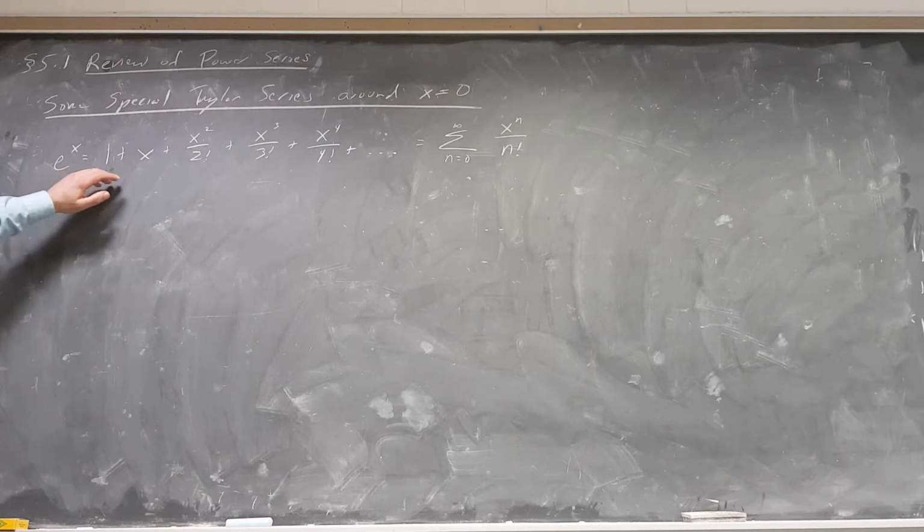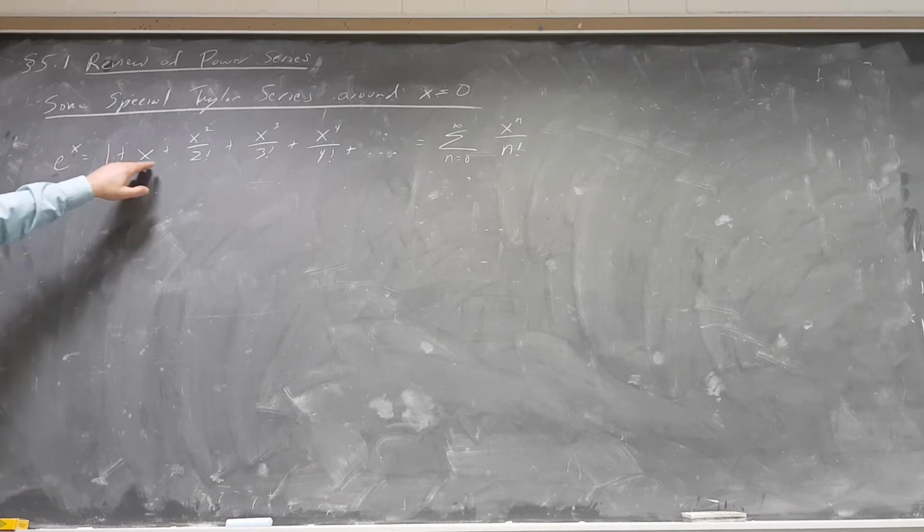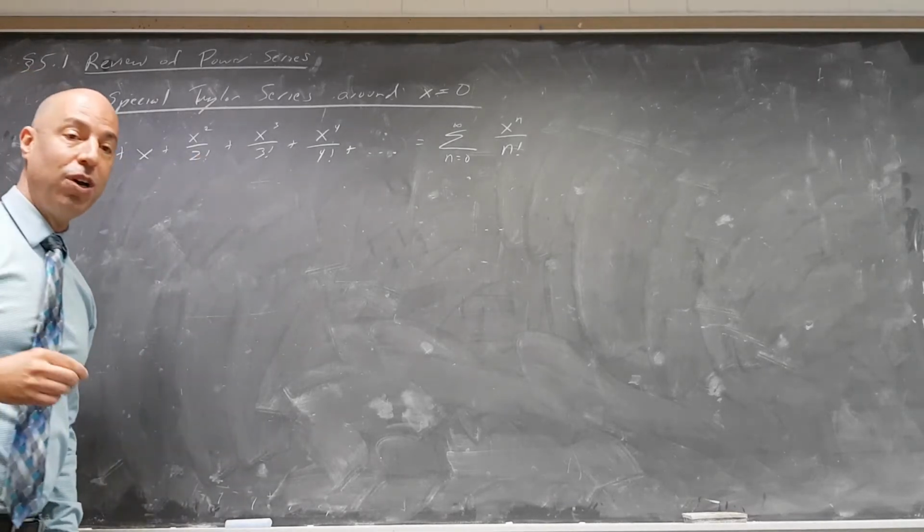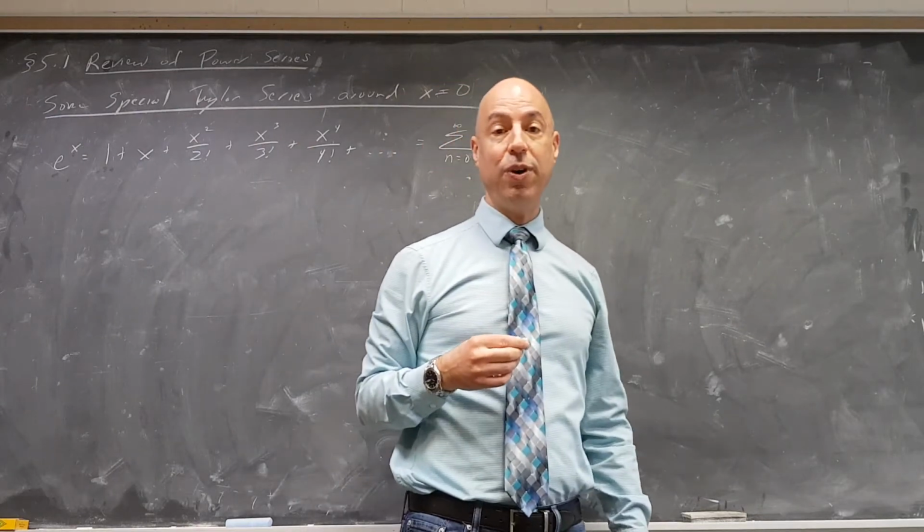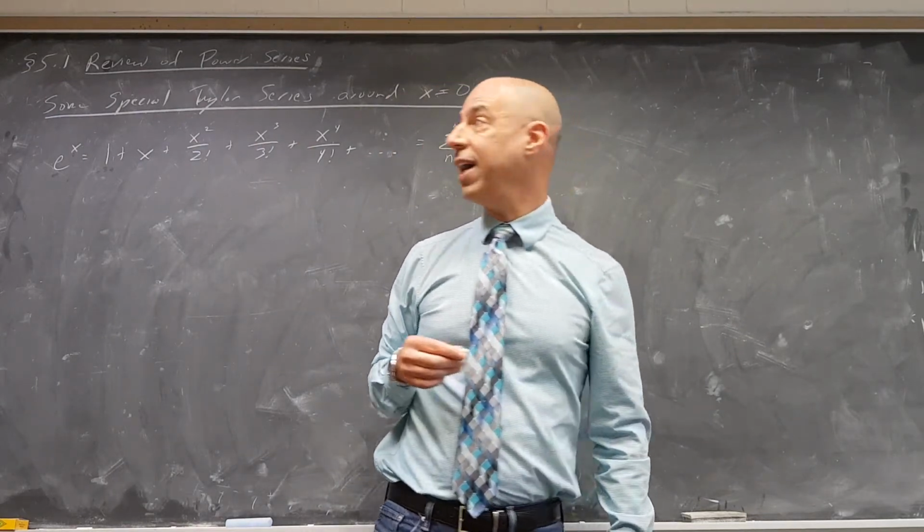And as I said last time, you can use this Taylor series to compute e to any power you want. If you want e squared, just plug in x equals 2 and take as many terms as is necessary to get whatever degree of accuracy you would like.